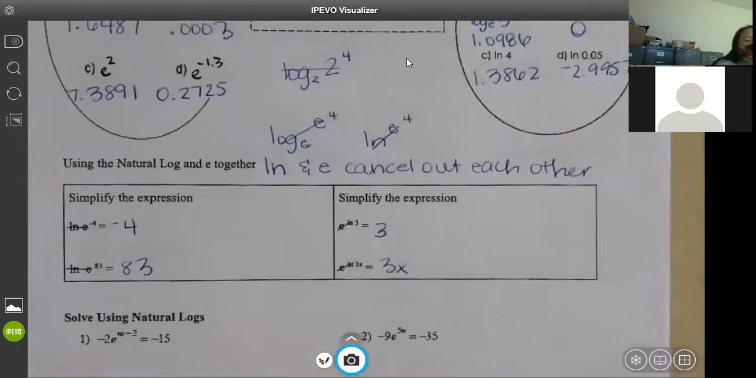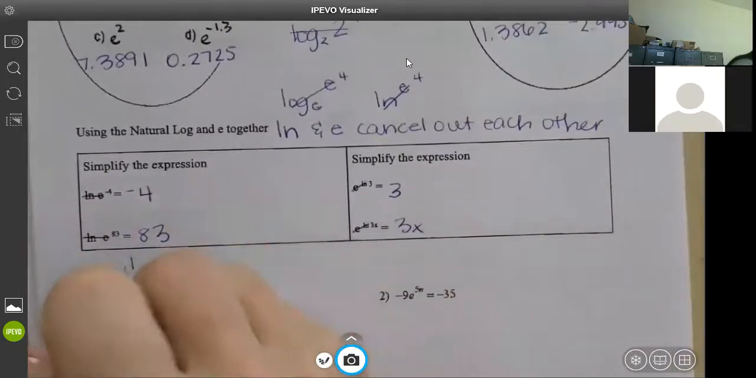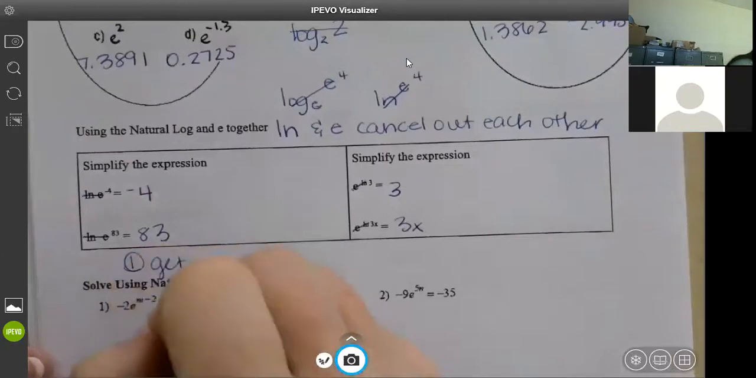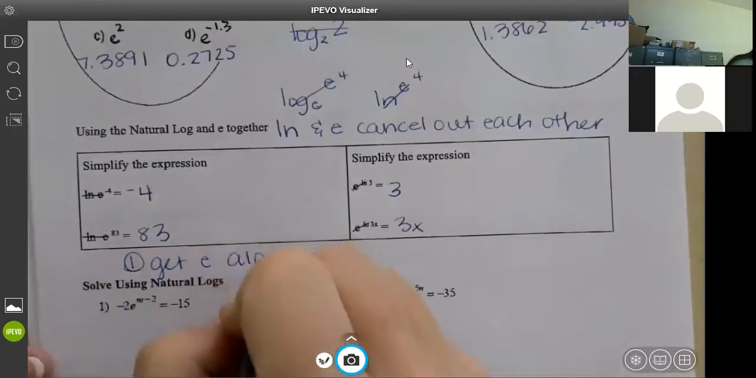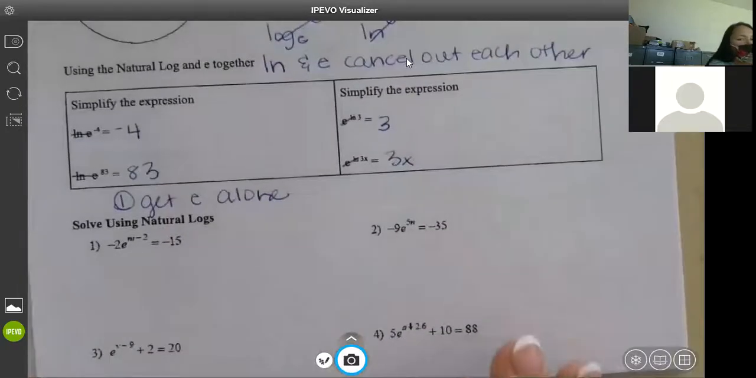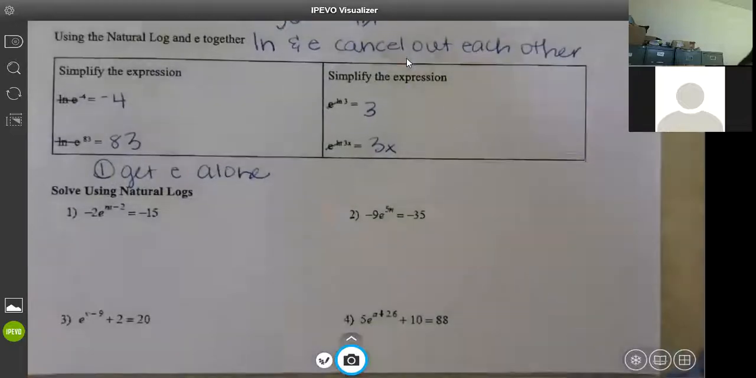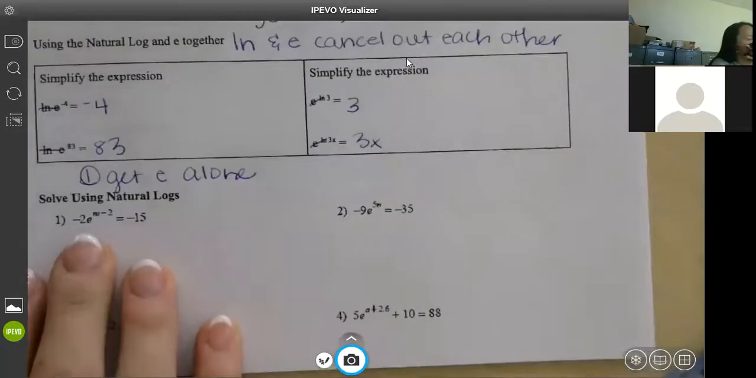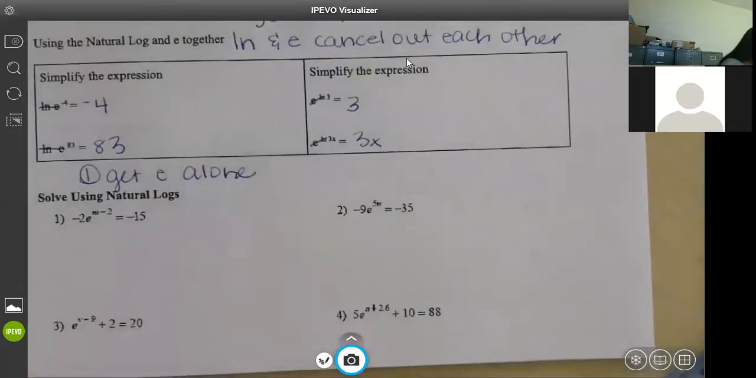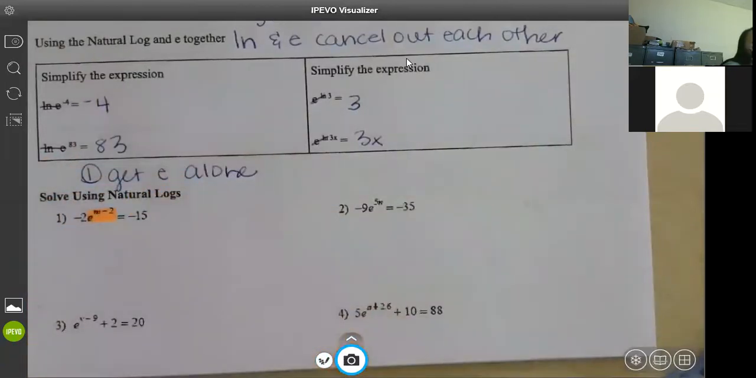So, solving using natural logs, the first thing you're going to do on these four is, just like we did on our logs, get e alone, all by itself. Okay, we're going to get e all by itself. So if we're looking at this, sorry, I'm going to use a highlighter that's not going to black it out. We want that part by itself. So how do I get that part by itself? And Zoomers, you can answer.